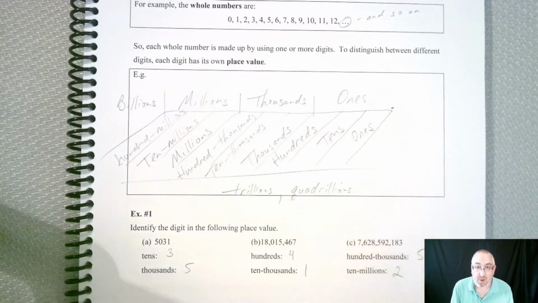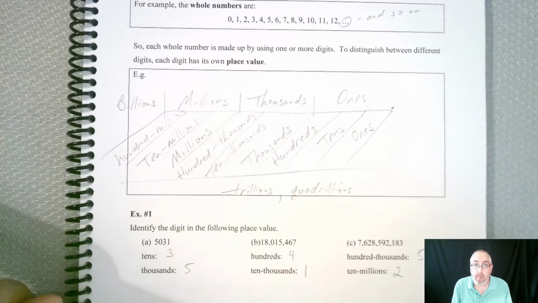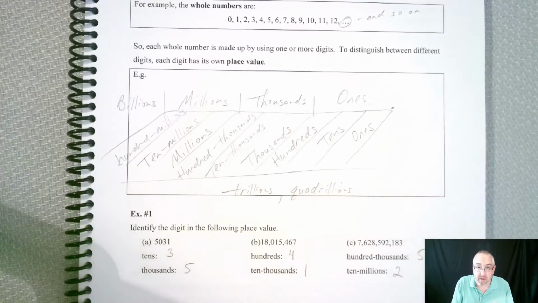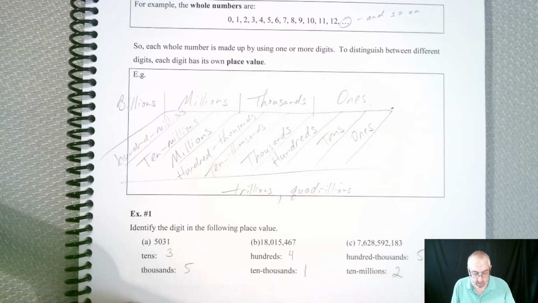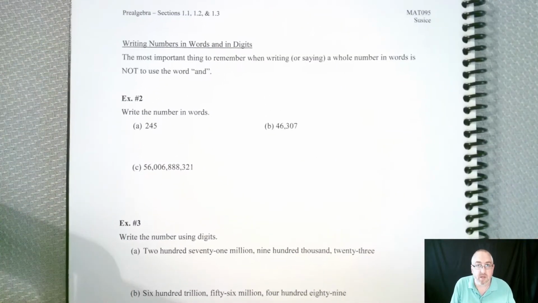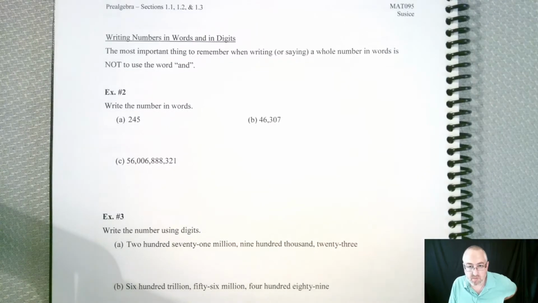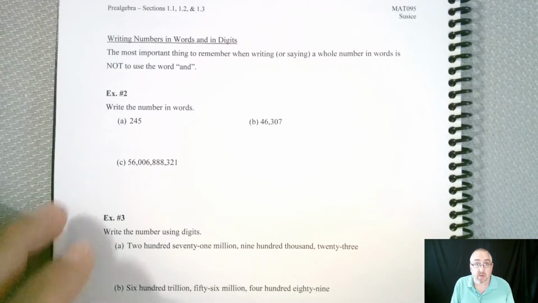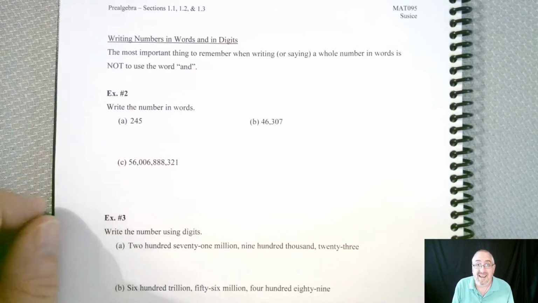So, okay, we have a sense of how we can organize a whole number by looking at the different periods and then all those sub-pieces of those periods. All right, so let's go on to the next page. We've got a few more things to look at, and then we'll close this video. So the next part is looking at writing numbers in words and in digits.